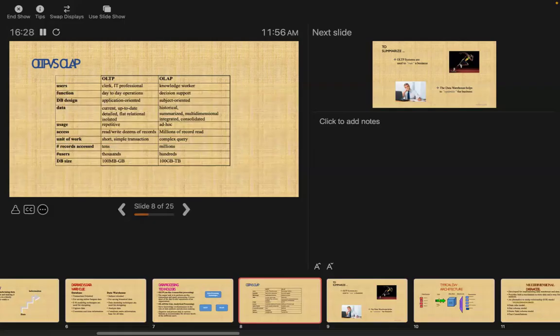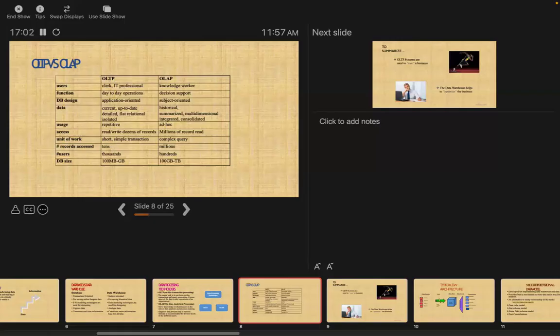But OLAP, what happens? From that transaction, you try to find out, say, on the route Guwahati to New Delhi, how many trains are being booked during the evening period? That's a kind of decision making. So that can be done by only some knowledge workers. So there will be very few of them, hundreds. So if the number of users in the case of OLTP is thousands, it will be very less in the case of OLAP. Okay.